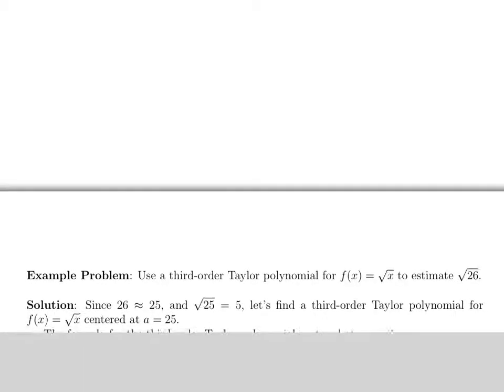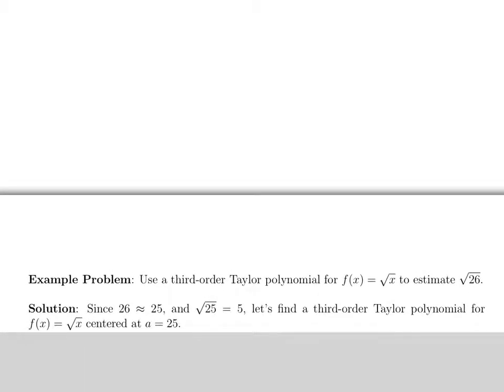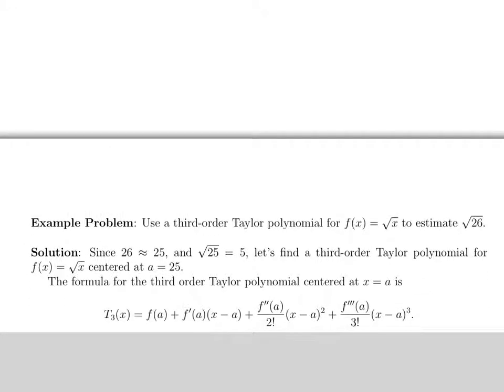value of certain numbers. Alright, so the idea that we're going to use is that since 26 is pretty close to 25 and square root of 25 is a nice number, it's 5, what we'll do is find a third order Taylor polynomial for f of x equals square root of x centered at 25. Alright, so if you remember, we've got this formula for the third order Taylor polynomial centered at x equals a. It's going to look like this. Alright, so we've used this before.